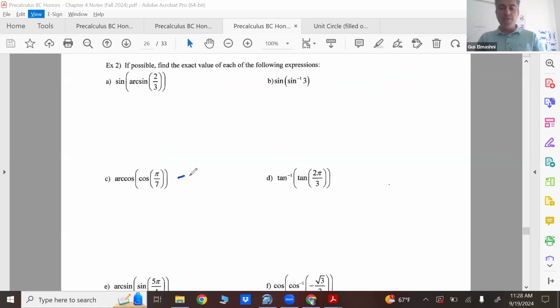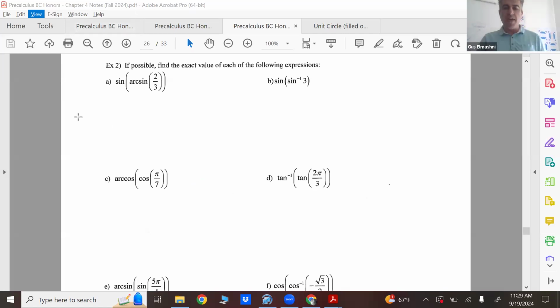Now here, the answer is pi/7 straight up. I could assume that because that's the first quadrant, and it's part of my default range. I don't see pi/7 on the unit circle, obviously, but whatever it is, it's some wacky number. If I do the inverse cosine of it, what's the default range for inverse cosine? From 0 to pi. Pi/7 fits in that, so that's okay. But let's look at D now.